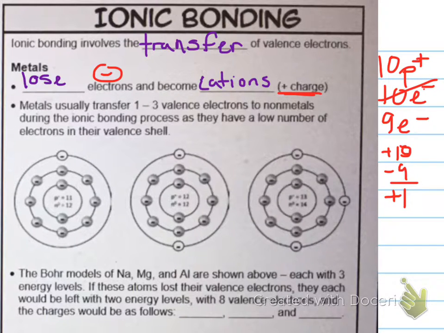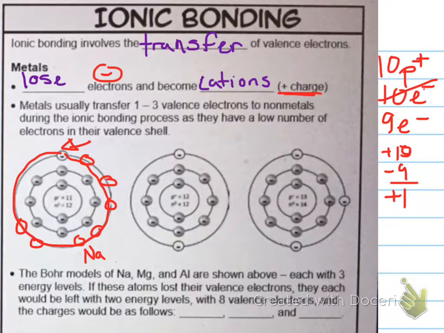It becomes a cation. Metals usually transfer 1 to 3 valence electrons to nonmetals during the ionic bonding process, as they have a low number of electrons in their valence shell. So when we look at this Bohr diagram of sodium, in the valence shell, there is only 1 valence electron. To become stable, sodium could either gain enough electrons to have 8, so that would mean it would have to gain 7 more.